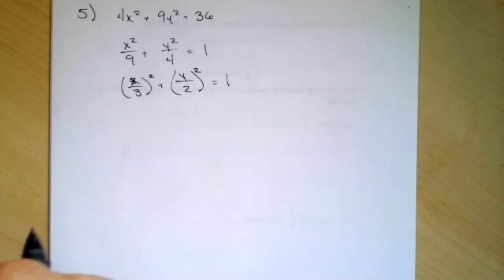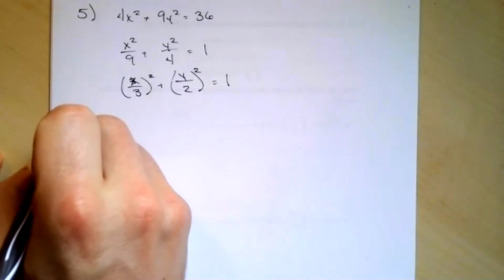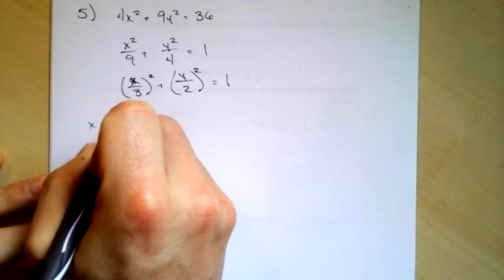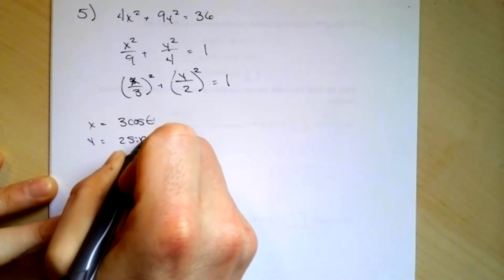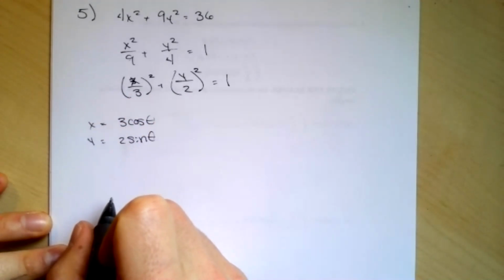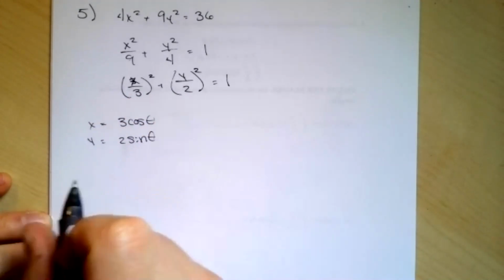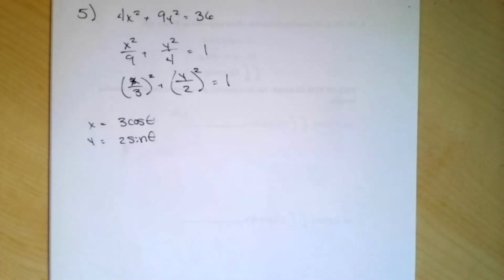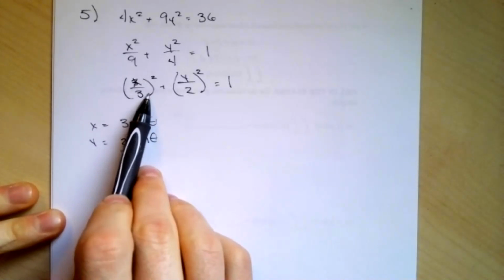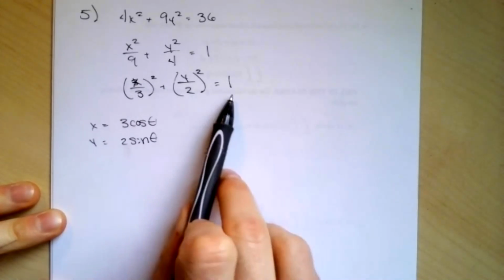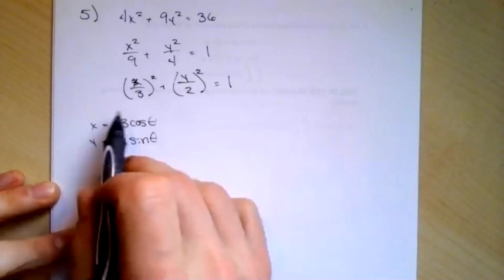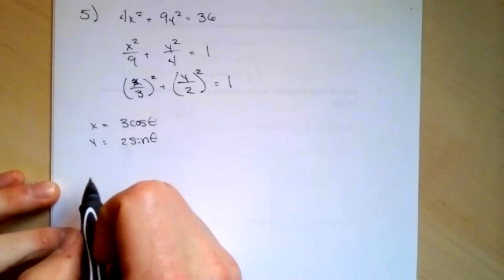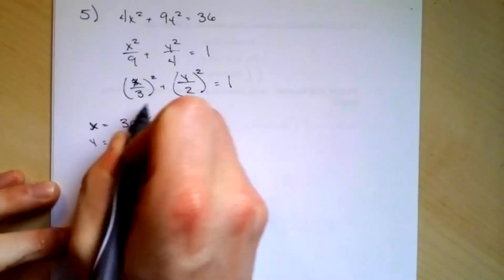So we saw examples in class. If we wanted to come up with a parameterization, you could say something like x is 3 cosine of theta and y is 2 sine theta. So that way it'll satisfy this equation, x over 3 squared plus y over 2 squared equals 1. If we just plug those in for the x's and y's, that'll give us a valid statement, which means this is a correct parameterization.